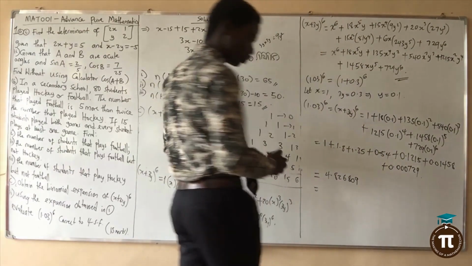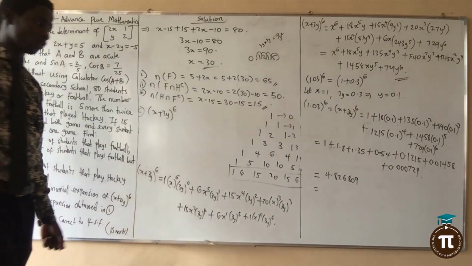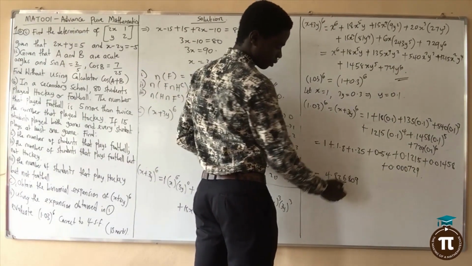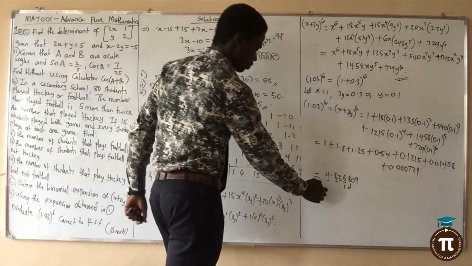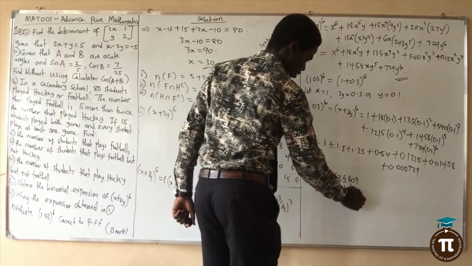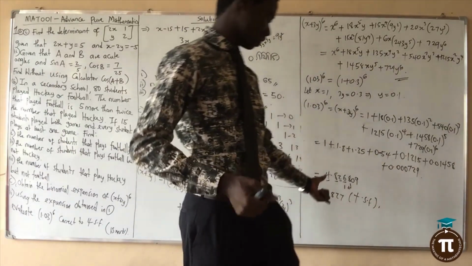But don't forget the condition that says that you should put your answer to 4 significant figures. So this is the first significant figure, second one, third one, fourth one. So this one will round down to 1. So the answer will now be 4.827, 4 significant figures. So that is the answer.